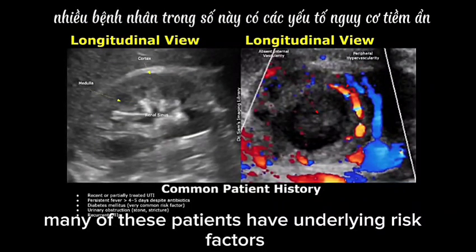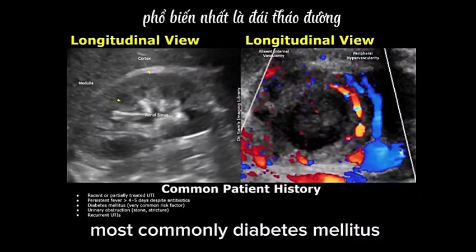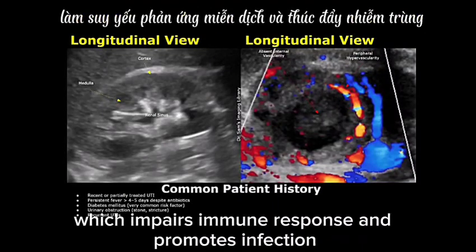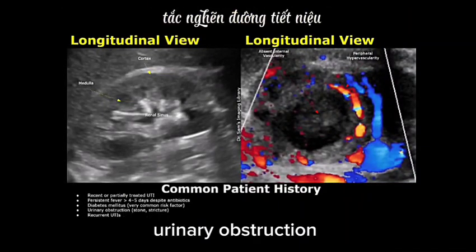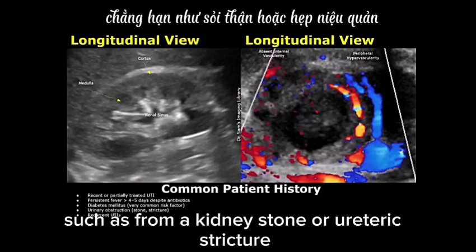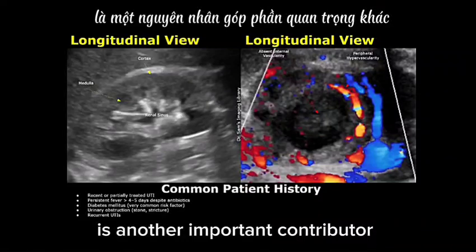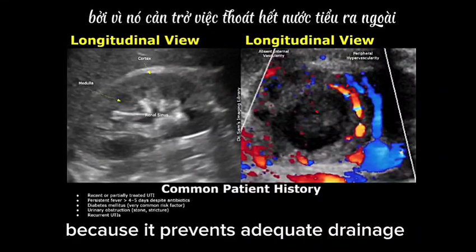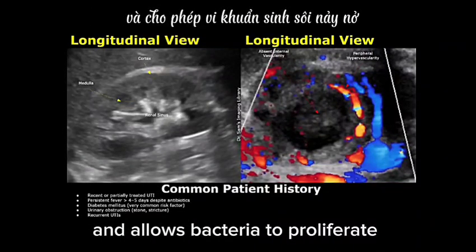Many of these patients have underlying risk factors, most commonly diabetes mellitus, which impairs immune response and promotes infection. Urinary obstruction, such as from a kidney stone or ureteric stricture, is another important contributor because it prevents adequate drainage and allows bacteria to proliferate.